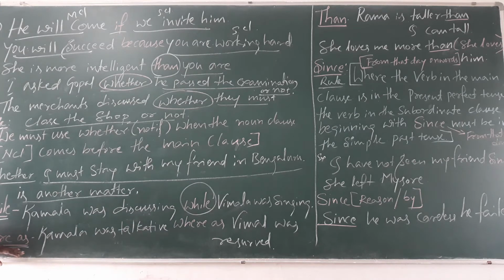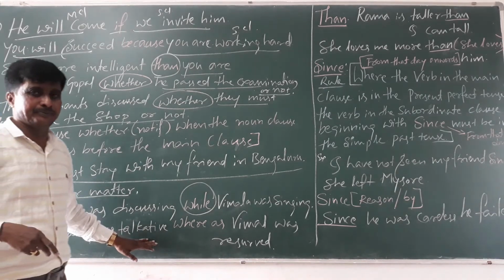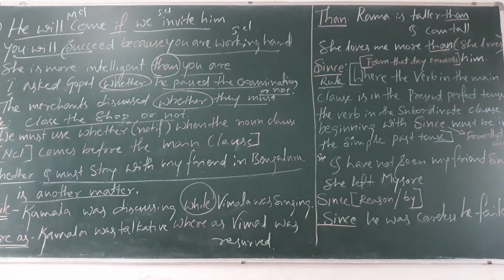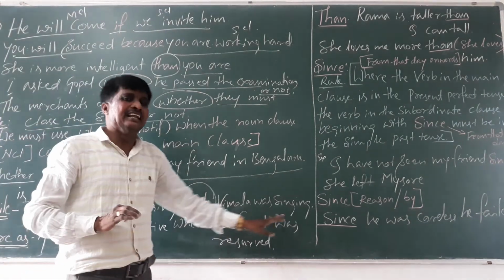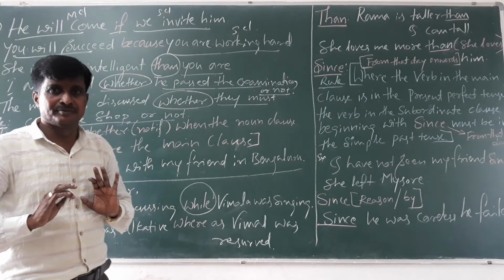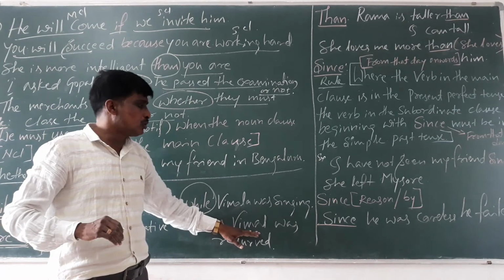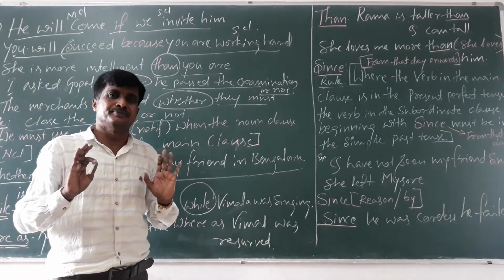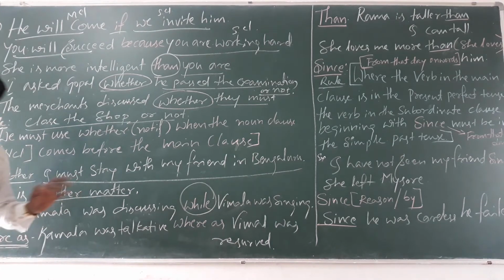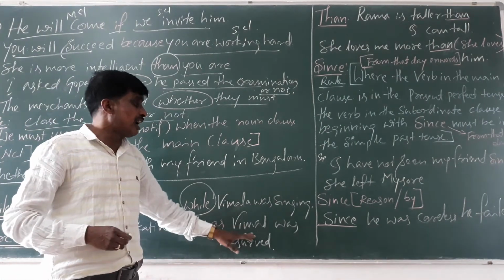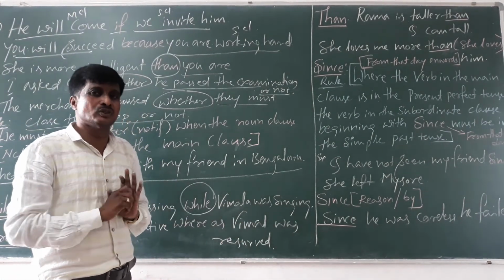See, whereas. Kamala was talkative, whereas Vimala was reserved. Padma was talkative, whereas Lakshmi was reserved. Anand was talkative, whereas Mukunda was reserved. Like this, you can use any names: Tony, Tom, John, Peter. See, Peter was talkative, whereas Tom was reserved. Like this also, you can use.